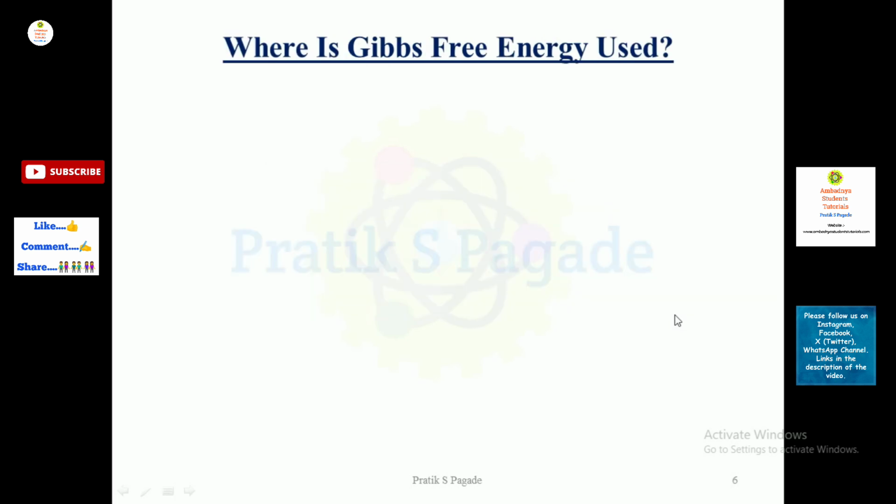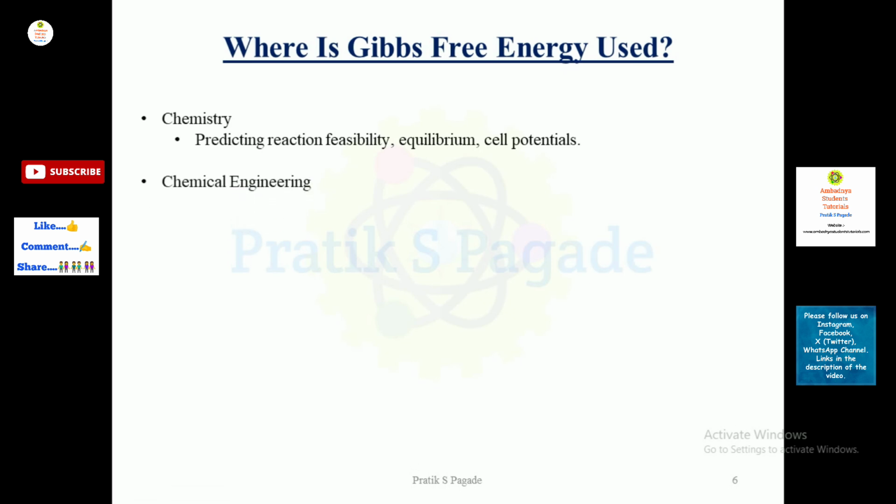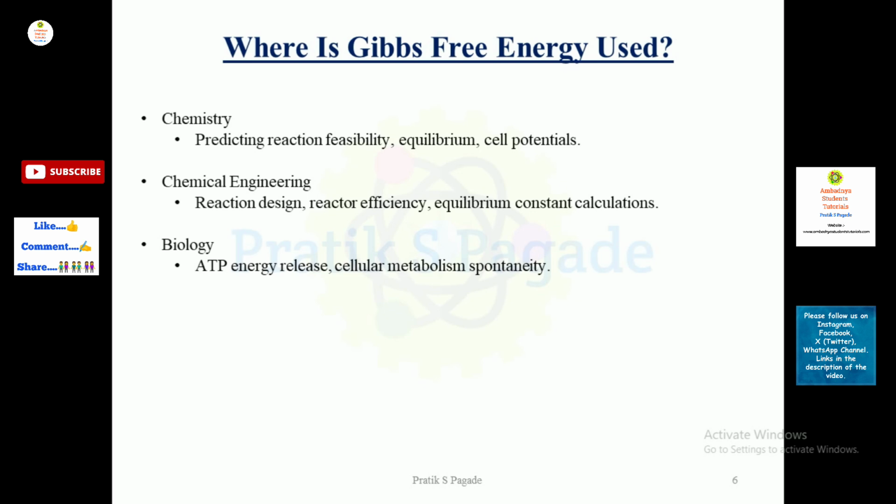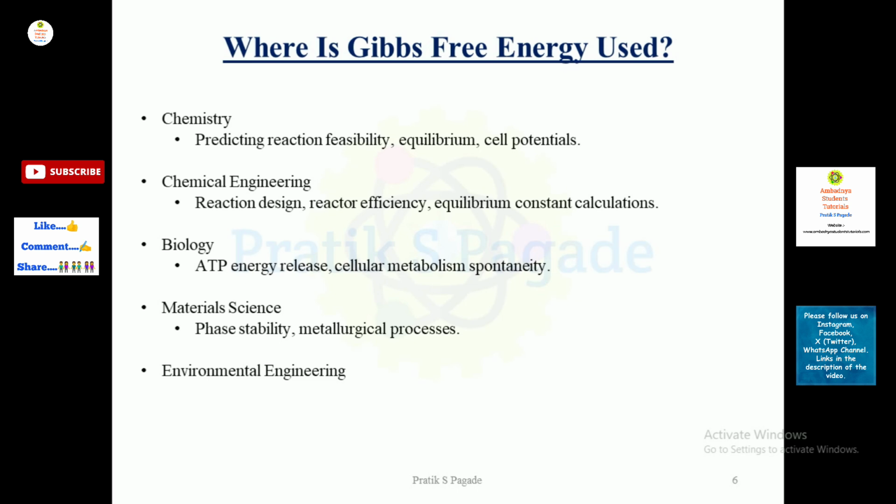Let's further see where Gibbs free energy is used. First, chemistry: for predicting reaction feasibility, equilibrium, and cell potentials. Second, chemical engineering: reaction design, reactor efficiency, and equilibrium constant calculations. Further, in biology: ATP energy release, cellular metabolism, and spontaneity. Material science: phase stability and metallurgical processes. Further, in environmental engineering: predicting absorption, biological reactions, and pollutant degradation.